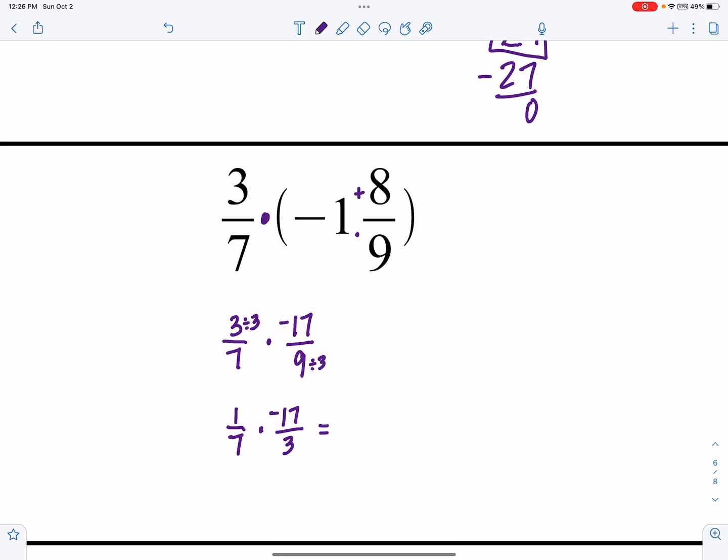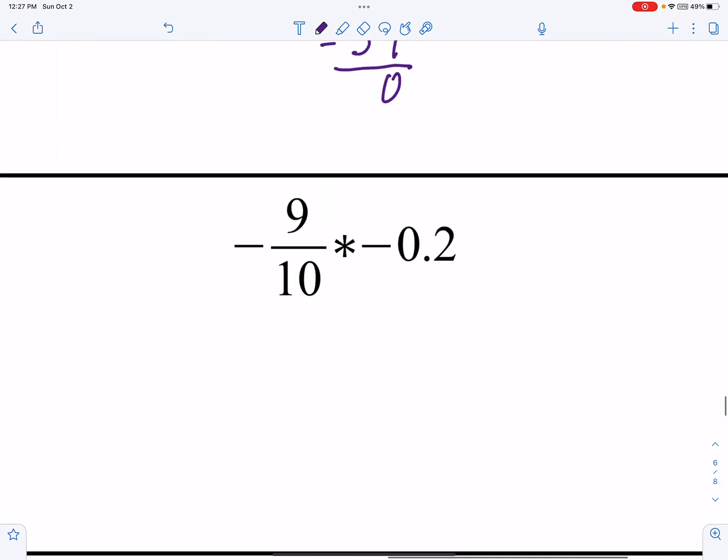We multiply straight across now, so I have a negative 17 over 21. Okay, and that is it. Highlight my answer, and we're done. Okay, all right, let's go ahead over to number 6.